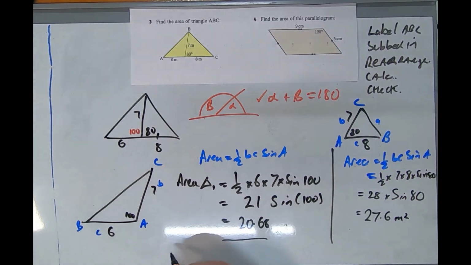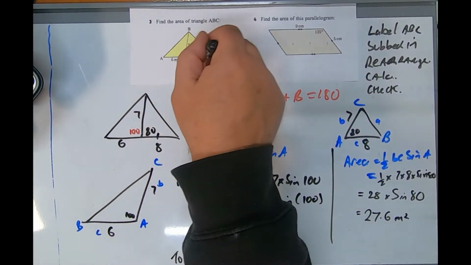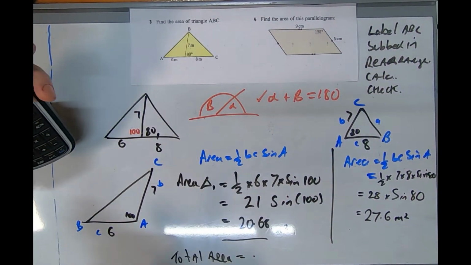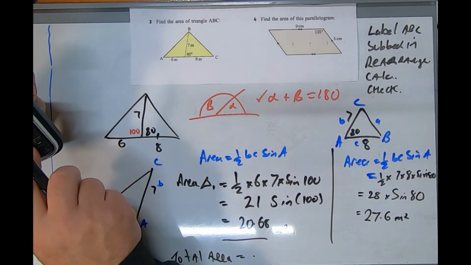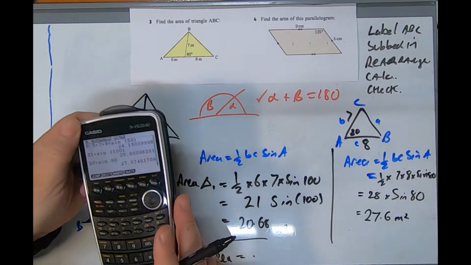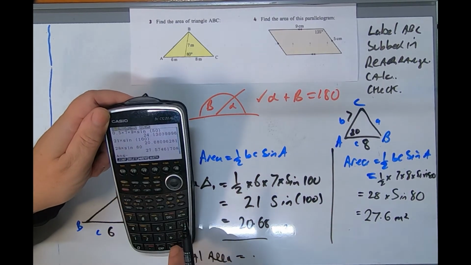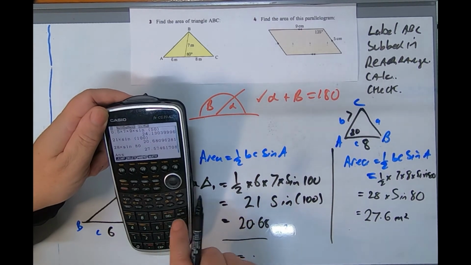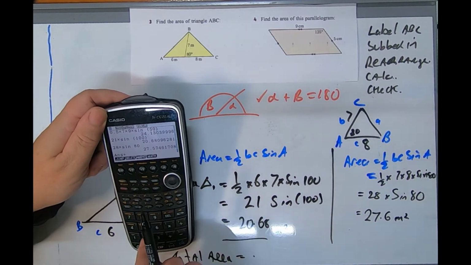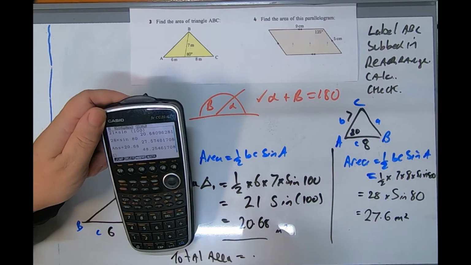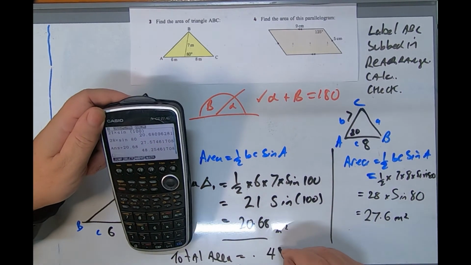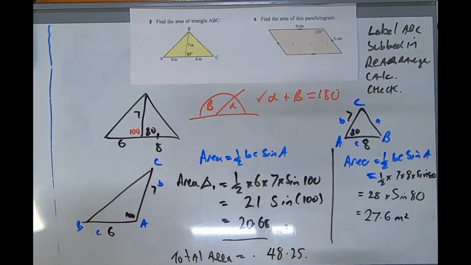Now, you know, the total area is those two things added up, for the triangle that we're given. 27.6, so shift answer, plus 20.68. 48 1/4. Okay. Right, so that was that question.